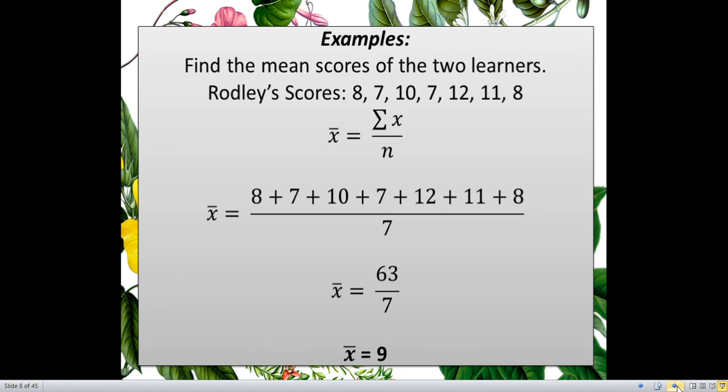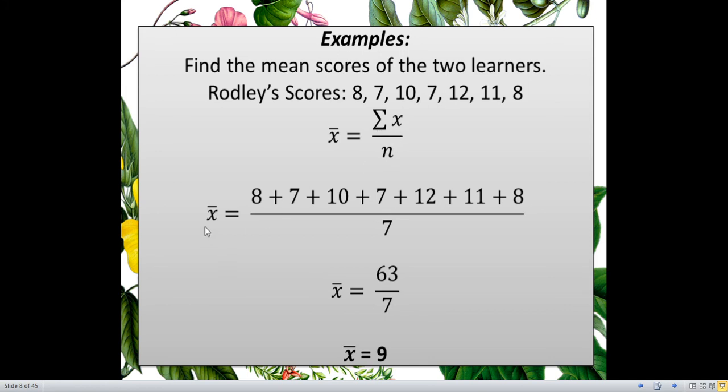We have two students and we want to know who scored better in their math quiz. To find the mean scores of the two learners, let us start with the score of Rodley. His scores are 8, 7, 10, 7, 12, 11, 8. Our formula is this one. We have mean is equal to summation of x over n. That's how you read this formula.